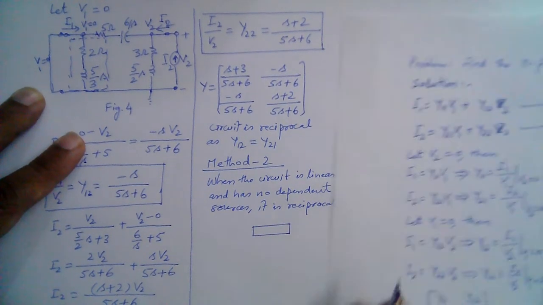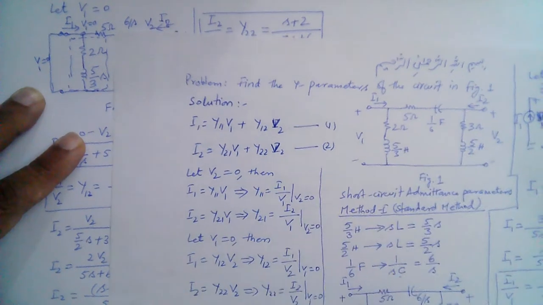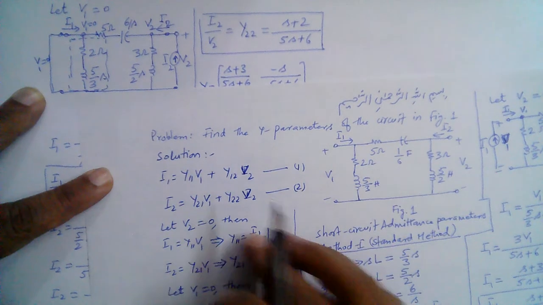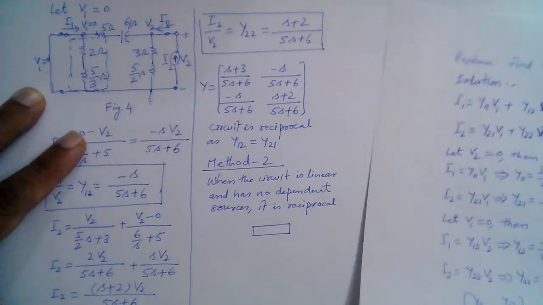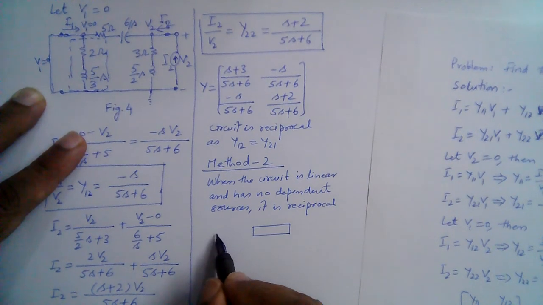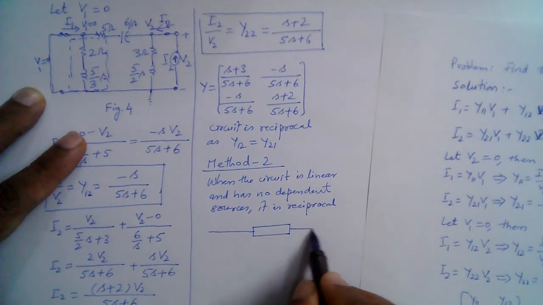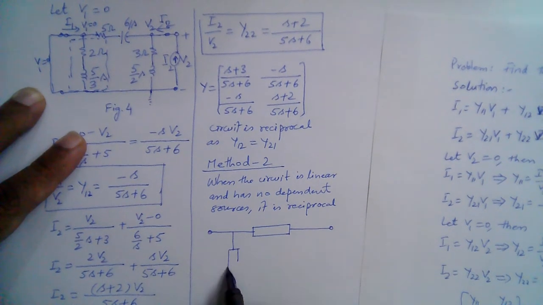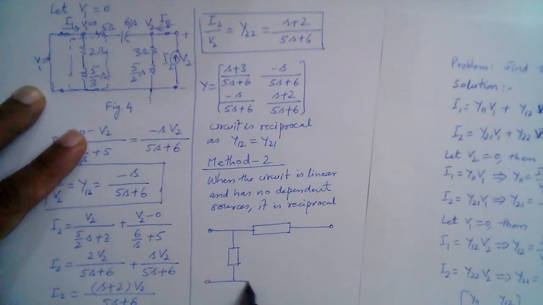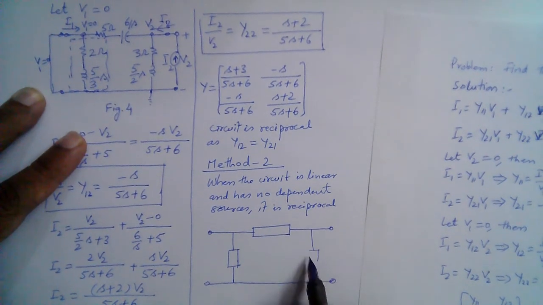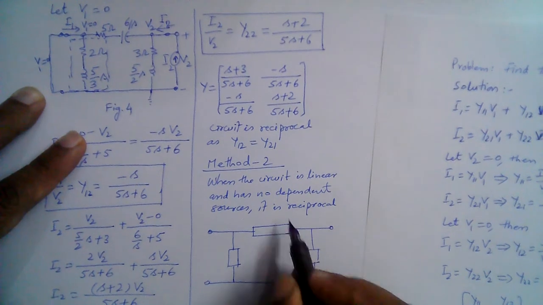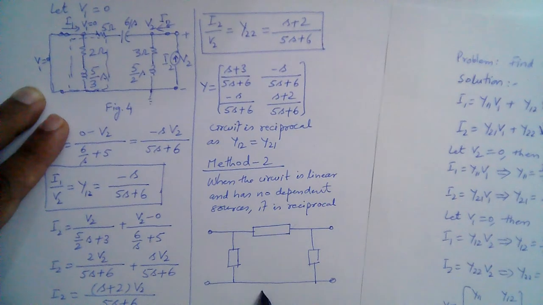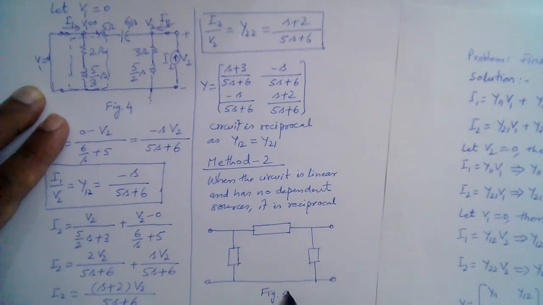Our given network is also a pi network, right? So we can compare the given pi network with the standard pi network, and then we can find out the Y parameters. So this is the standard pi network for when the circuit is linear and has no dependent sources, so it can be expressed in this standard form. Let me call this fig 5.